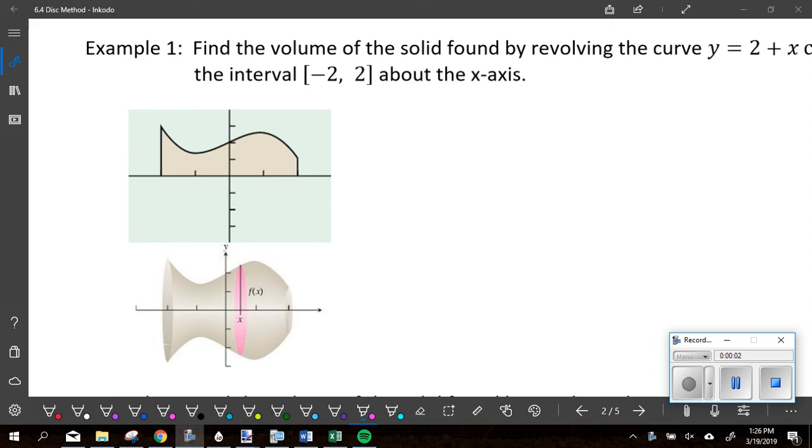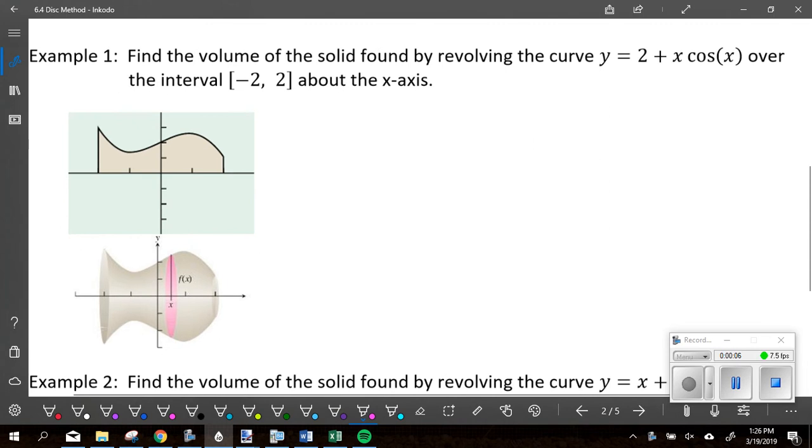Here we go. We are finding the volume of the solid found by revolving the curve y equals 2 plus x cosine x over the interval from -2 to 2 about the x-axis. All right, so they gave us the pictures here to try to start us off on the right path. You have this graph right here. They've already made this line for you, but that line is a line of 2 plus x cosine x. It gives you that shape right there.